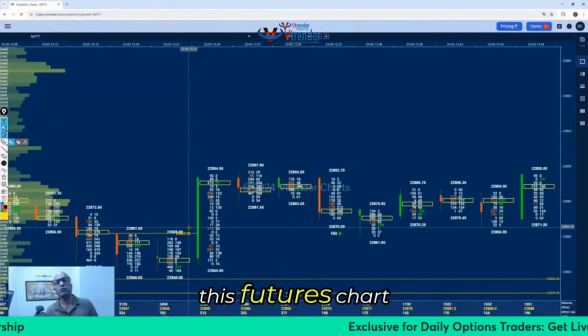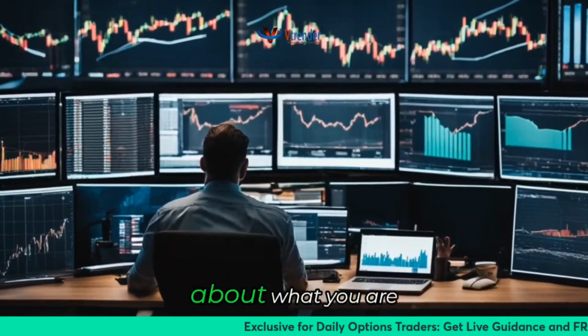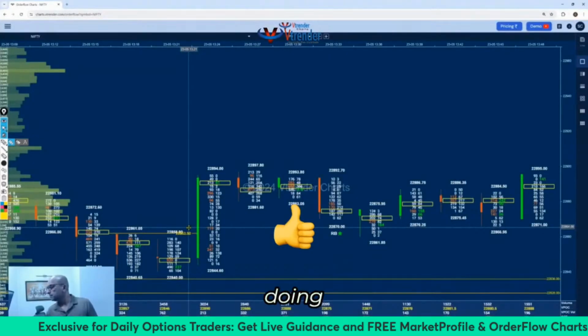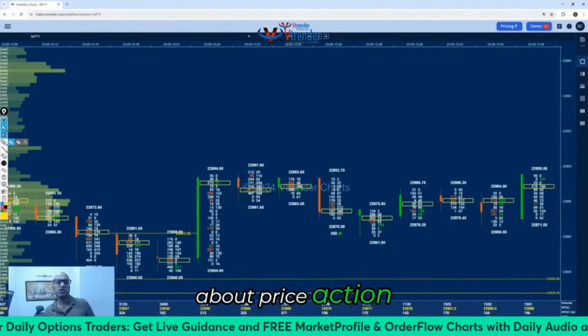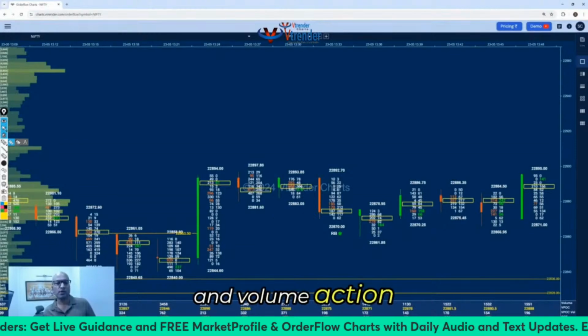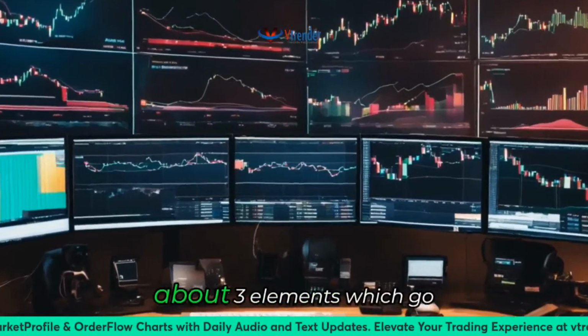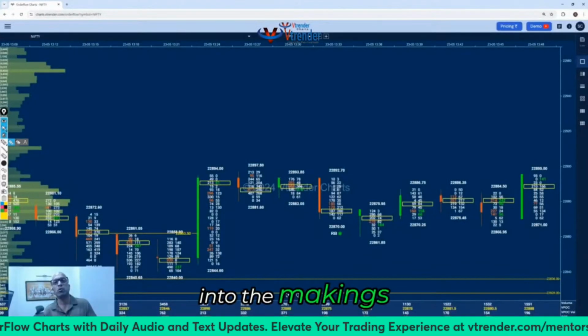So always keep this futures chart open. It will tell you a lot more about what you are doing, about price action and volume action. So what we are focused on is the volume action, right? There are about three elements which go into the makings of a chart.